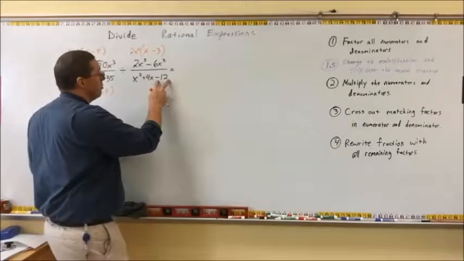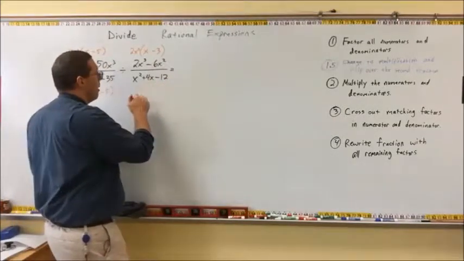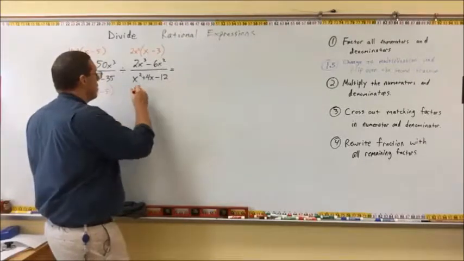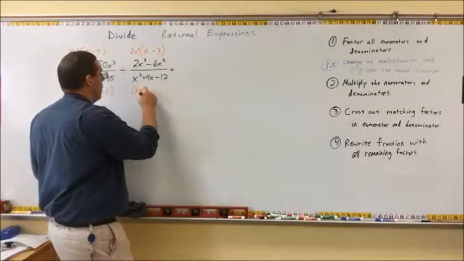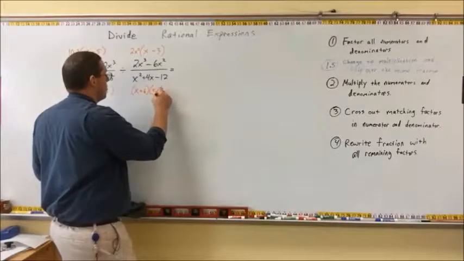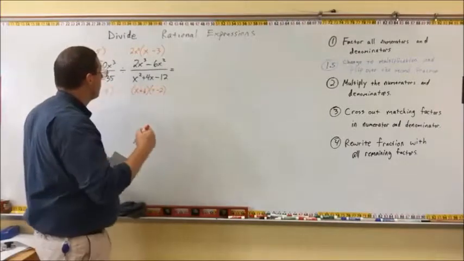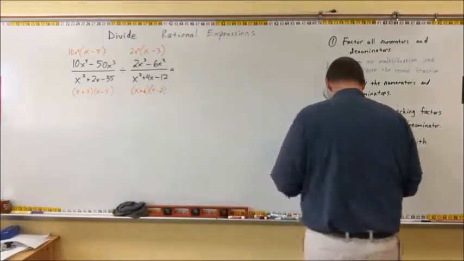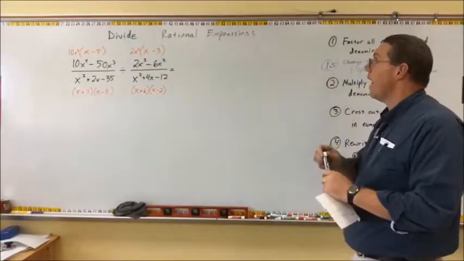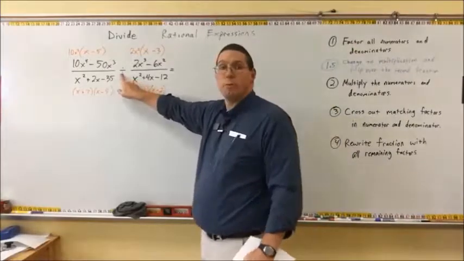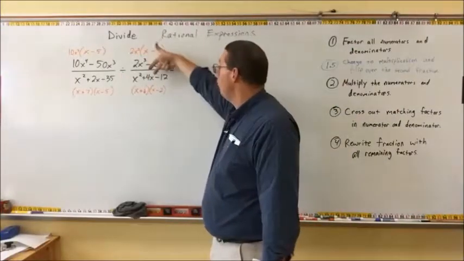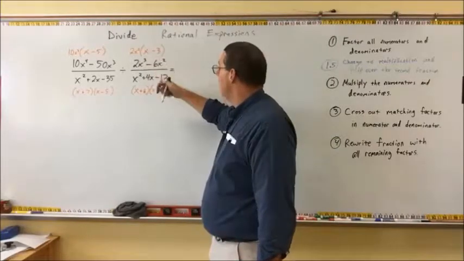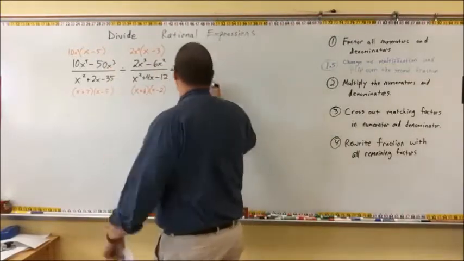Two numbers that multiply to negative 12 but add up to positive 4: positive 6 and negative 2. X plus 6, x minus 2, right? And now, that was step 1. So we factored all the numerators and denominators. Now we're going to change the division to multiplication, and we're going to flip over the second fraction. So we're going to carry over the first fraction.